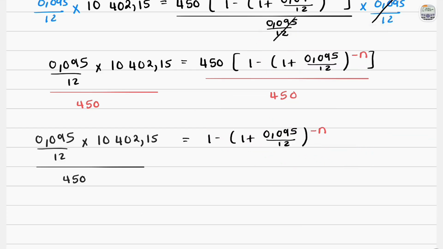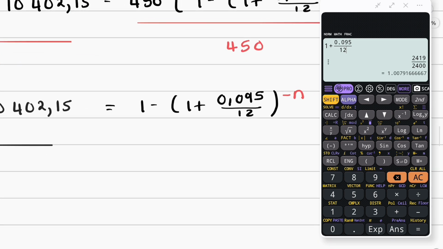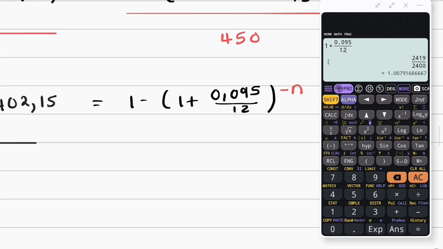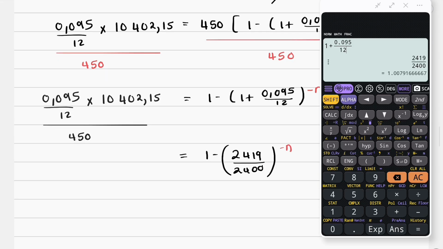Now, at this point, you can use this as an opportunity to convert this into a fraction. So let's find out what 1 plus 0.095 over 12 is as a fraction. You can leave it as a fraction because it'll just be easier to work with since it's our base in this case. So we'll call it this number. So that is 1 minus, we'll say it equals 1 minus 2,419 over 2,400, and it's still raised to the power of negative n. Okay, and then we'll still have all of this just written here again.